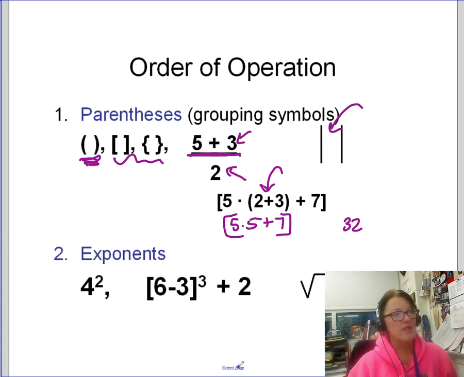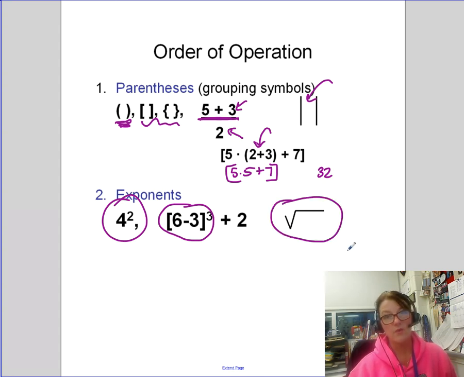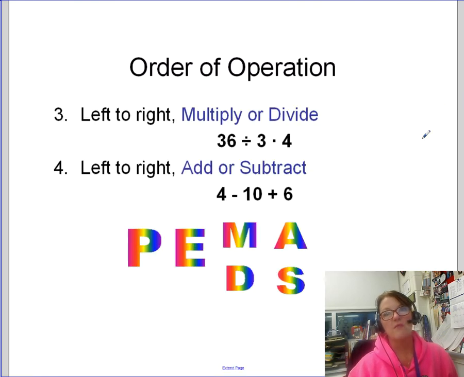Next came exponents, and you've been dealing with that. If you have grouping symbols and a power, watch out for that. It also includes a square root symbol. That falls in this part of the order of operations. Square roots are part of exponents. Then the rest of it really is pretty much straightforward.